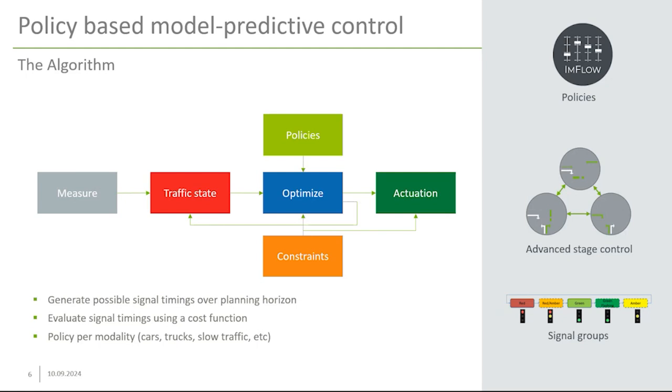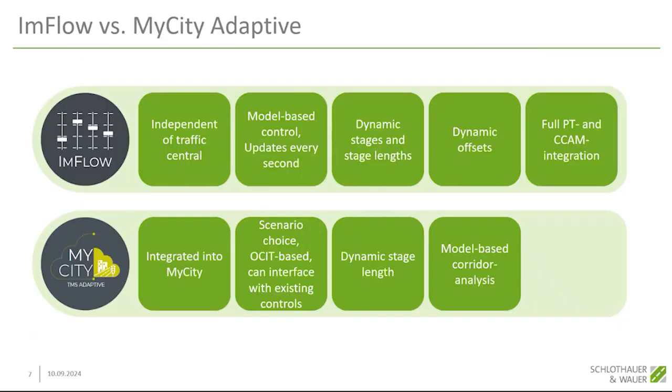To look at the differences one more time at a glance between ImFlow and MyCityAdaptive. First of all, ImFlow, independent of a traffic central, can be run on a local controller or on several local controllers or in the cloud or whatever, whereas MyCityAdaptive or Ines is always either integrated into a central in the case of MyCity, or if you use a third-party central, interfacing with the central, so we need an OCIT-based infrastructure, an OCIT-based environment where controllers are getting commands that way, or if it's not OCIT-based, at least it needs to run on a similar data model where we have the choice between different programs.